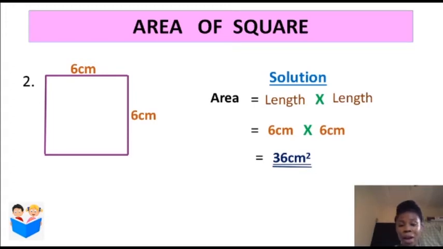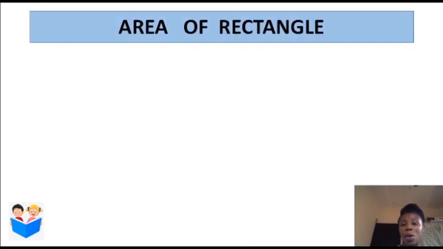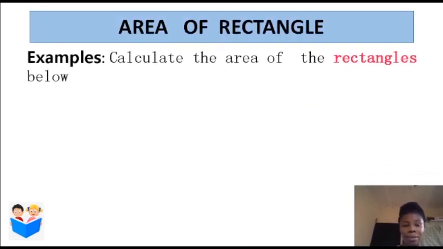So the area of this square is 36 centimeters squared. Let's move to area of rectangle. We have examples here. Calculate the area of the rectangles below.